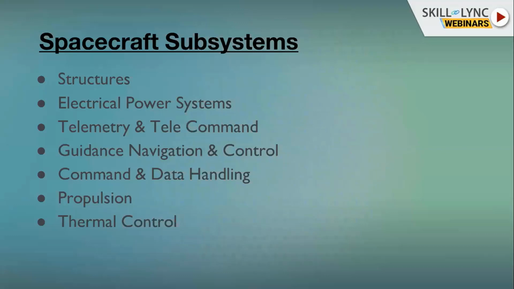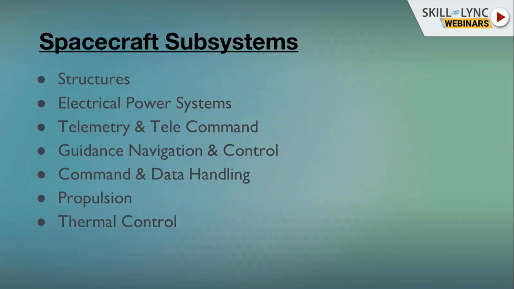Then comes the telemetry and telecommand system. The telemetry and telecommand system is basically the data inlet and data outlet of the spacecraft. It comprises the electronics which deal with the communication of the spacecraft with the ground. All spacecraft operate in a certain frequency band, the X band or the S band. The electronics related to this system come under telemetry and telecommand.